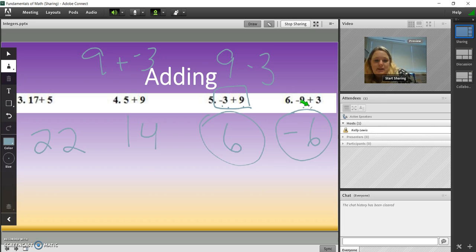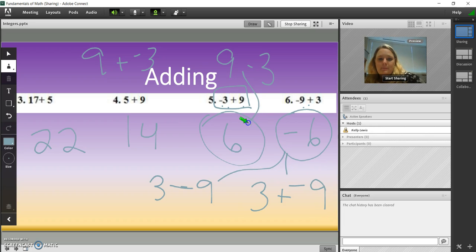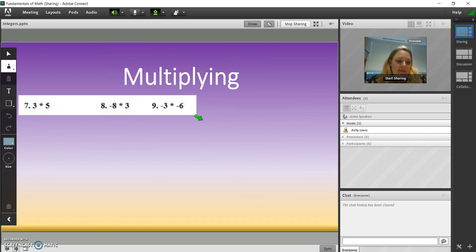That problem we could say is 3 minus 9, or we could say is 3 plus negative 9. There's different ways to say that problem and that problem. Think of it as money.